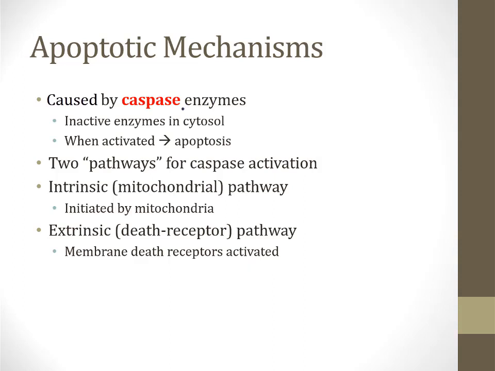The first thing to know is that enzymes called caspases are critical to apoptosis. These enzymes are found in the cytosol in an inactive state, but when they become activated by a variety of triggers, this can lead to apoptosis. There are two pathways that have been described that lead to caspase activation. The first one is called the intrinsic or mitochondrial pathway, and this gets its name because this pathway is initiated by the mitochondria, which is inside or intrinsic to the cell. The second pathway is called the extrinsic or death receptor pathway, and this gets its name because this is activated by things outside or extrinsic to the cell, and it happens because of interaction with death receptors found on the cell membrane.